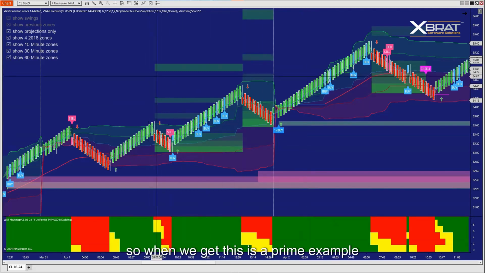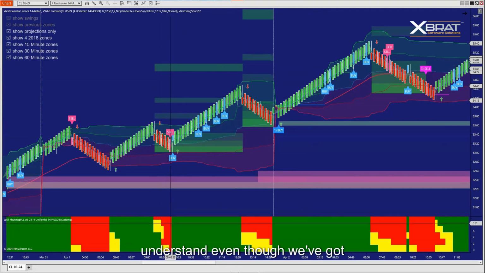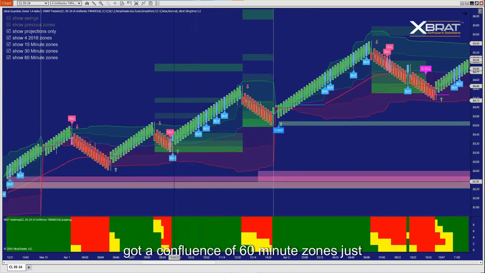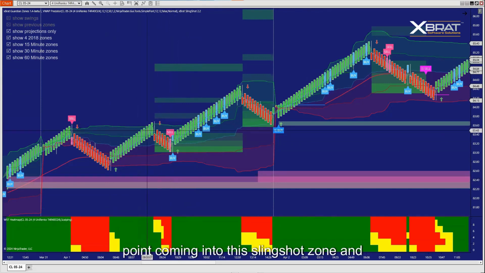Okay. So this is a prime example, we're getting a sell signal just before the buy here. But this is very important to understand. Even though we've got confirmation, we've got no fresh air. We've got a confluence of 60-minute zones just underneath it. That sell is not going to happen. Okay. But then we get the buy signal at this point coming into this slingshot zone, and we get the opportunity to buy at this point.